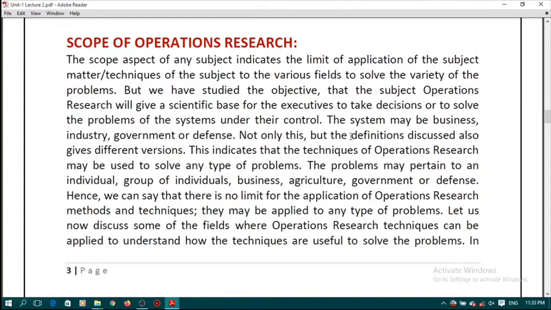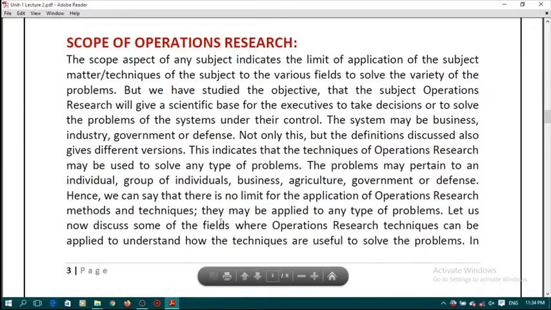Not only this, but the definitions discussed also give different versions. This indicates that the techniques of operation research may be used to solve any type of problems. The problems may pertain to an individual, group of individuals, business, agriculture, government or defense. Hence we can say that there is no limit for the application of operation research methods and techniques. They may be applied to any type of problems.